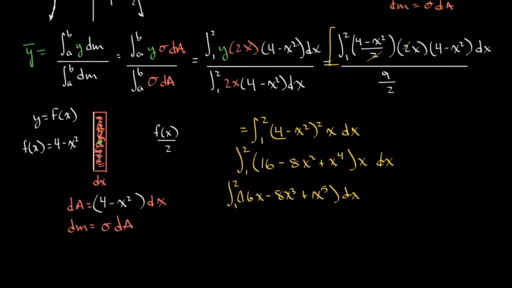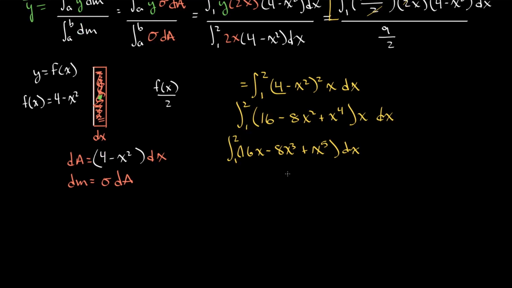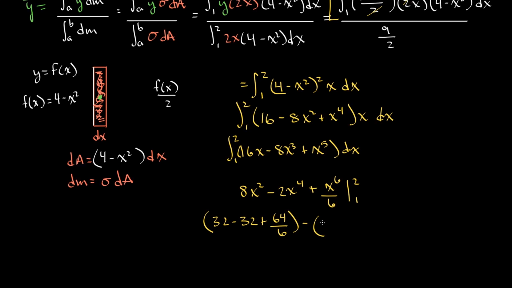So let's see what we get. This is going to be 8x squared minus 2x to the fourth, and then we have plus x to the sixth over 6, and then evaluating at 1 and 2. So what do we get? 2 squared here is 4, so that is going to be 32, and then this is 16 times 2, so minus 32. And then we have plus 64 sixths, and then minus 8 minus 2 plus 1 sixth.